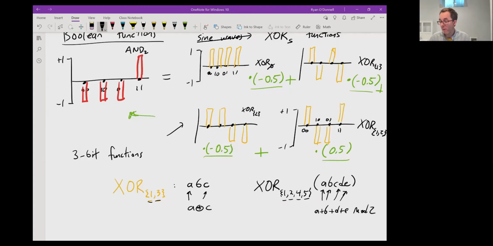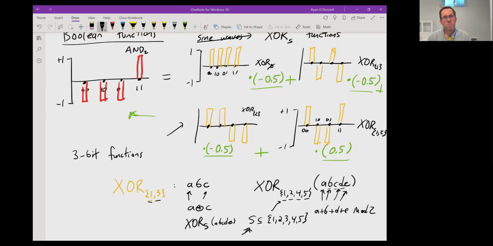So if you're talking about 5-bit functions, then for every different subset S of the positions 1 through 5, you can define what I call an XOR function on S, which I write like XOR sub S, where the function looks at all the bits in the positions defined by S and XORs them together.